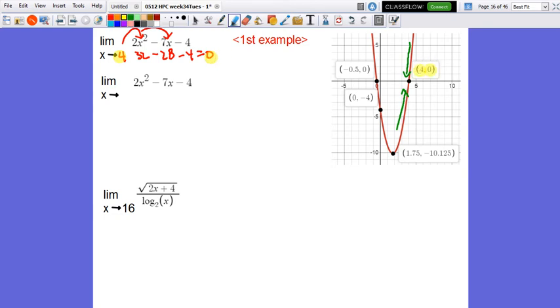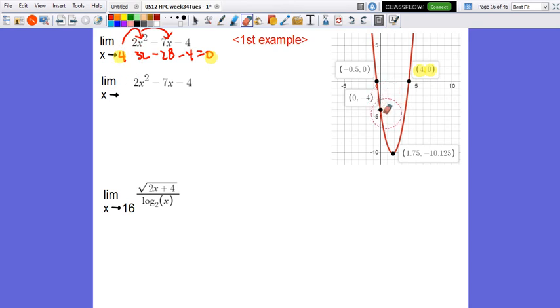Now let's take a look right here. So all I'm trying to say is that if there is no graph, you can literally just plug it in to see what y approaches. In this case, y approaches 0. So you can plug in the 4.